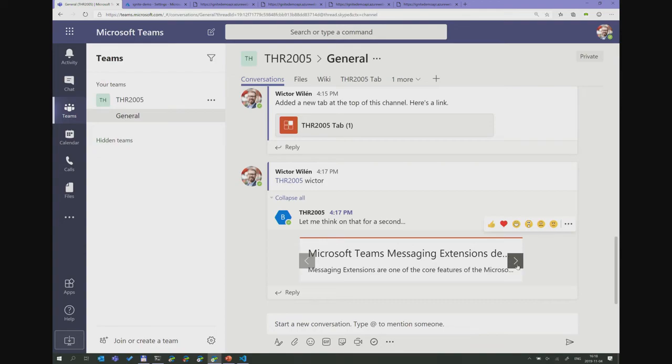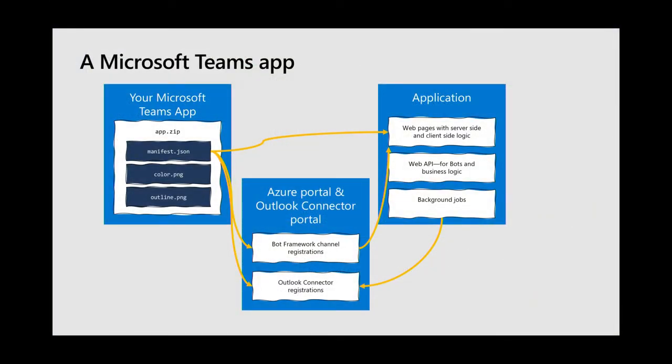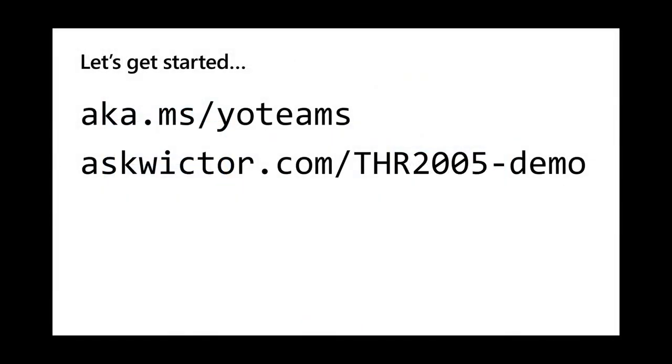So let's just jump back to the slides here and summarize it. Yes, so you saw the manifest JSON that we had in there, generated by the generator. We actually created a web application with a set of web pages. I used some web APIs for background jobs. We have a web API for the bot. And all of this, the magic behind this, is the Yeoman template generator for Microsoft Teams.